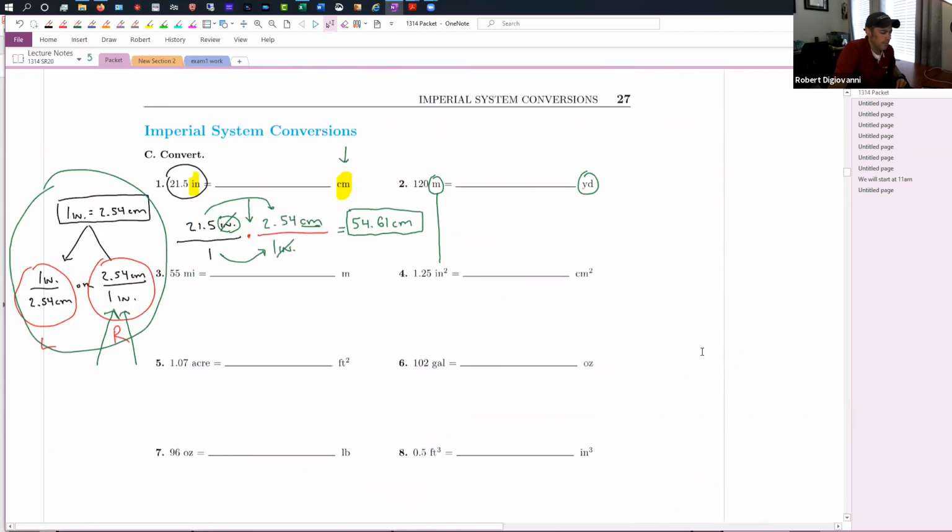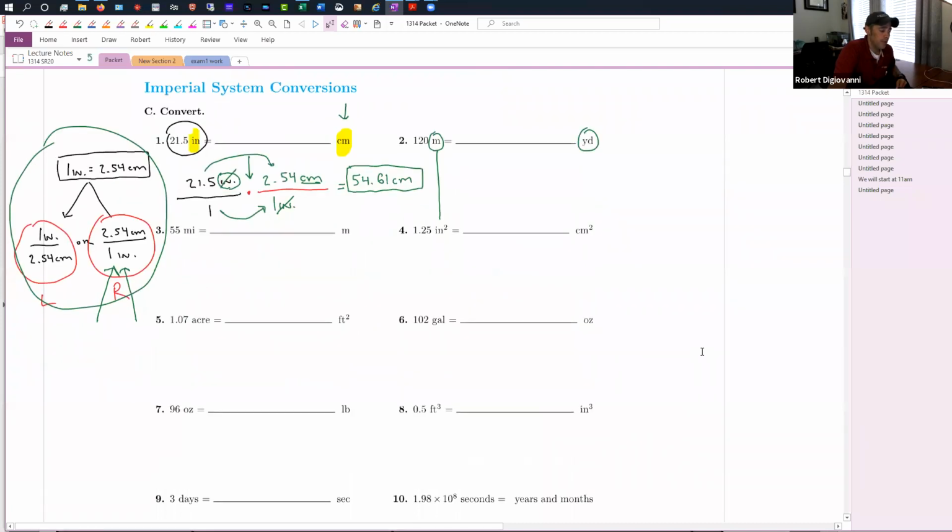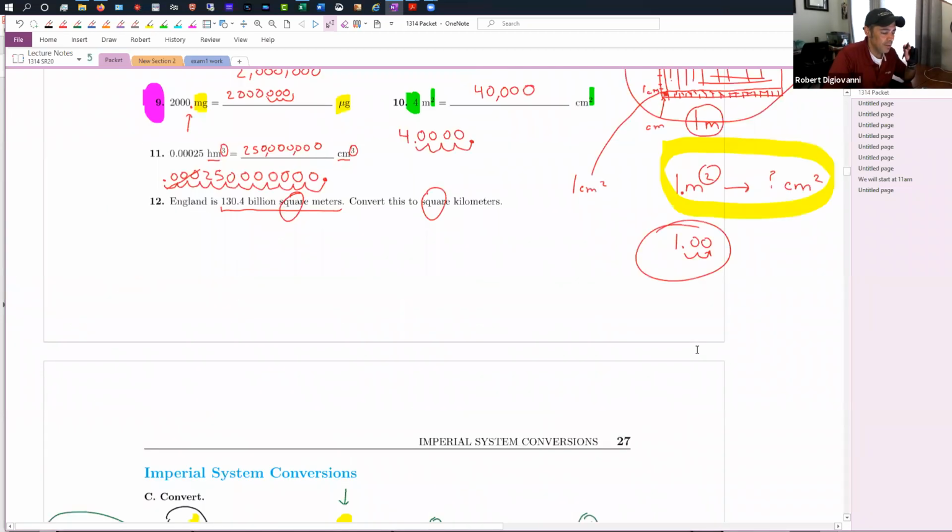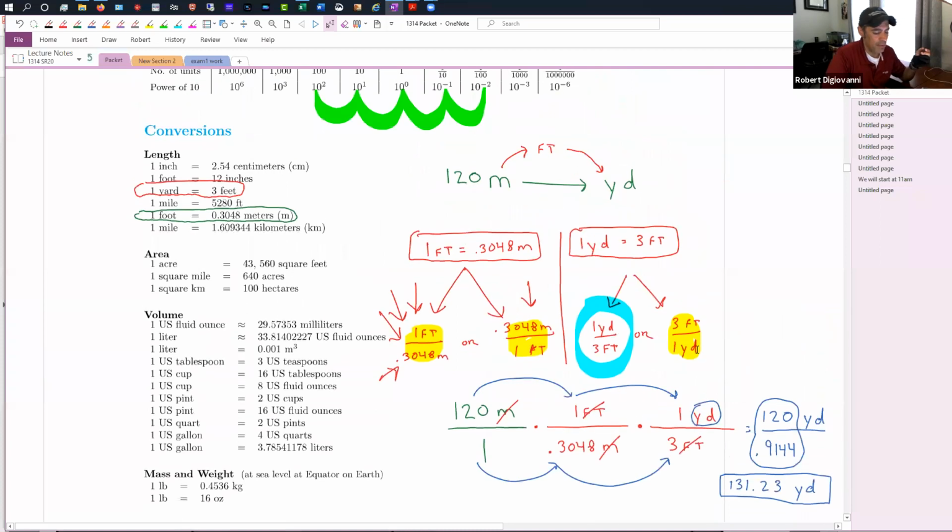Let's do some more of these because they can be confusing. How about this one? Let's do number 3. We want to go 55 miles to meters. So I'm going to erase all this.